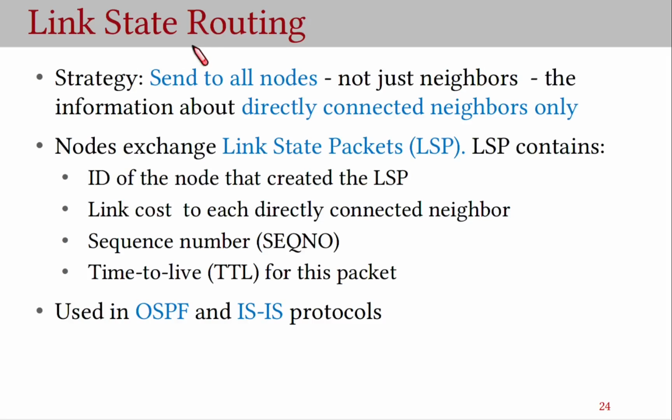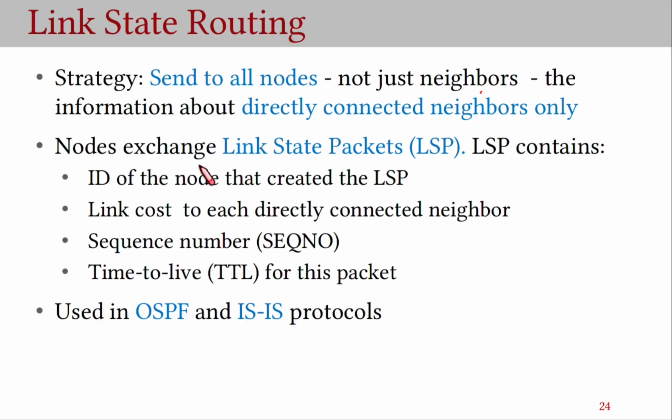Now we are going to look at link state routing. In the case of link state routing, the strategy is to send the routing information to all nodes, and this routing information contains information about directly connected neighbors only. Comparing this with distance vector routing, the routing information was sent to just the neighbors, and the information contained the routing information about all the nodes in the network.